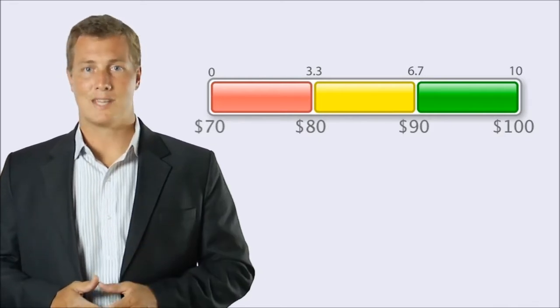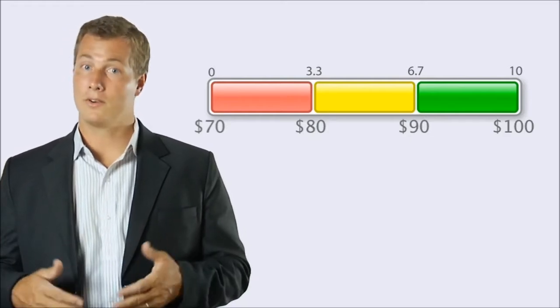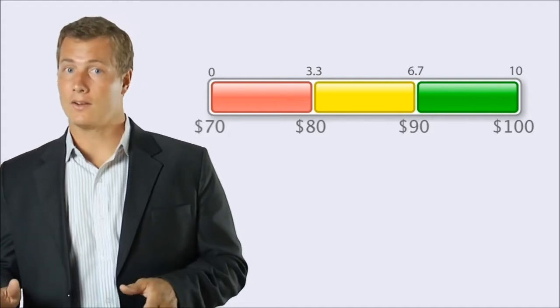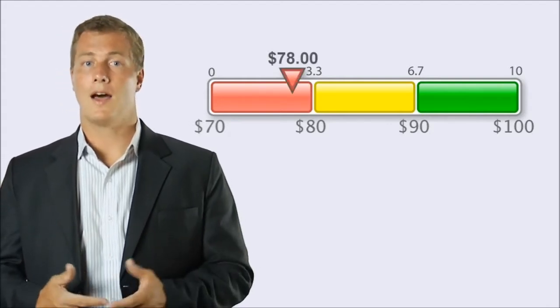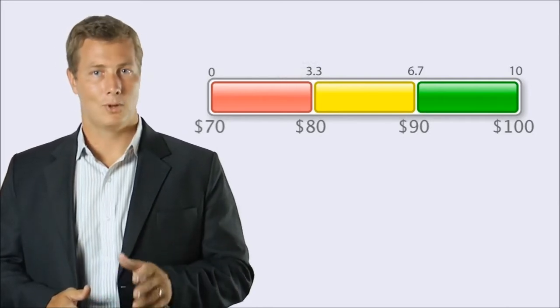Now it's time for our first exercise. If I make $78 one day, what will my color and score be? Well, red is between $70 and $80, so $78 would fall on the higher end of red. And if you thought the score would be somewhere around 2.7, you're right. And that's scoring in a nutshell.